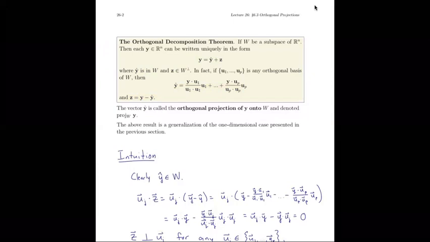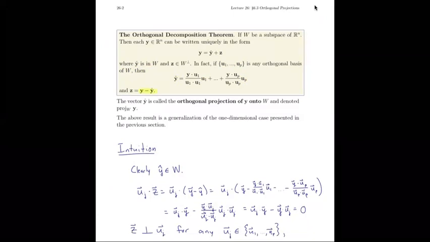So let's show that z is actually in W perp, the orthogonal complement of W. I guess the first thing to note is that clearly y hat is an element of the subspace W. Well, why would that be? If we build y hat in this way, we observe that it's a linear combination of the vectors u1 through up. Well, u1 through up is an orthogonal basis. It's a basis of W. So this is a linear combination of the basis vectors of W. So of course y hat is an element of W. So we've got that fact already. This is guaranteed to be in W, that's fine.